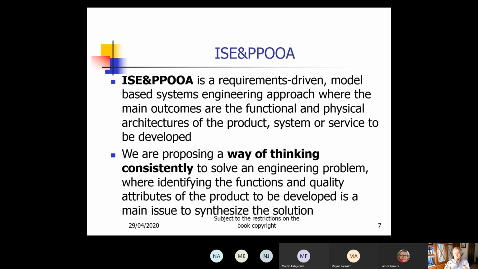Other methodologies are more object-oriented, and the functionality is not so important for them. For me, the functionality of the system is the core of the system. It's crucial. It's the most important thing. The most important outcome is the functional architecture. Moreover, the functional architecture is more stable to changes in technology. The physical architecture changes with technology. The functional architecture is permanent, independent of the technology. This is a very important issue.